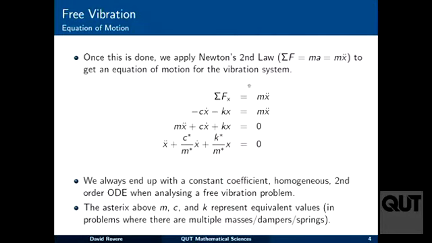You'll see in the final equation I've inserted some asterisks. They just represent equivalent values for mass, spring constant, and damping coefficient in any problems where there are multiple masses, multiple springs or multiple dampers. There are rules we can use to calculate these equivalent values, but my personal preference, and what I'd suggest to you, is just draw the free body diagram, get the equation of motion, and then you've got your equivalent values sorted already. It's a much more reliable method than trying to use equivalence laws.